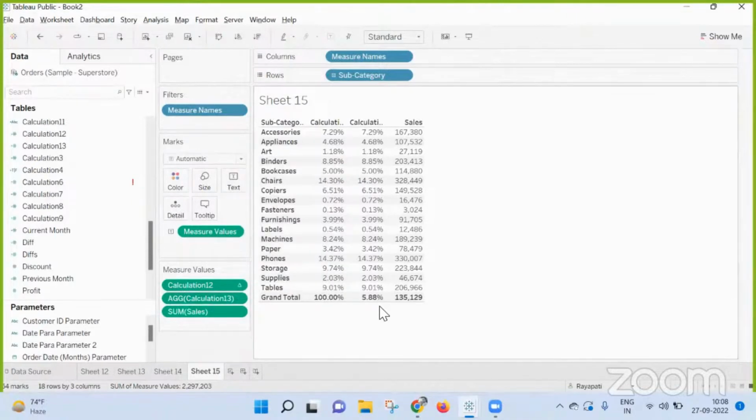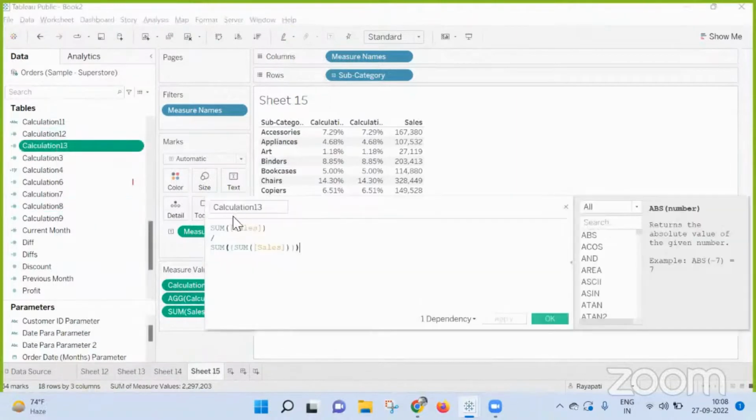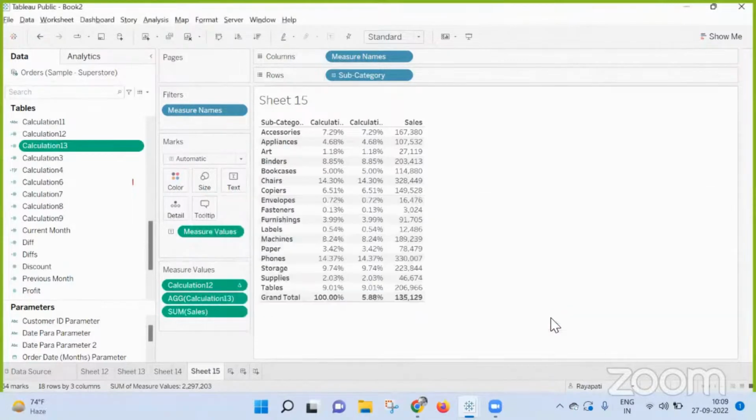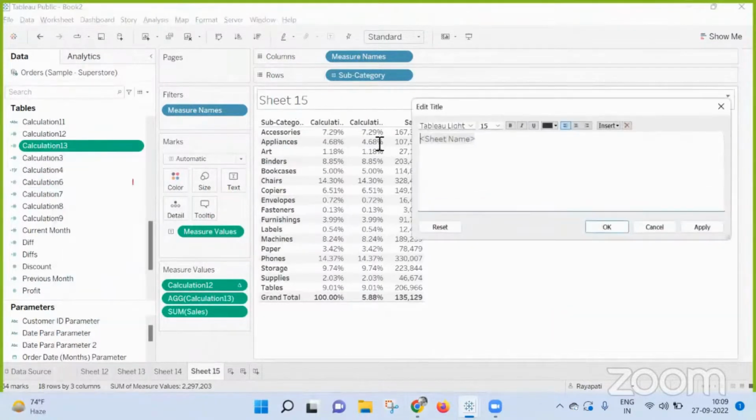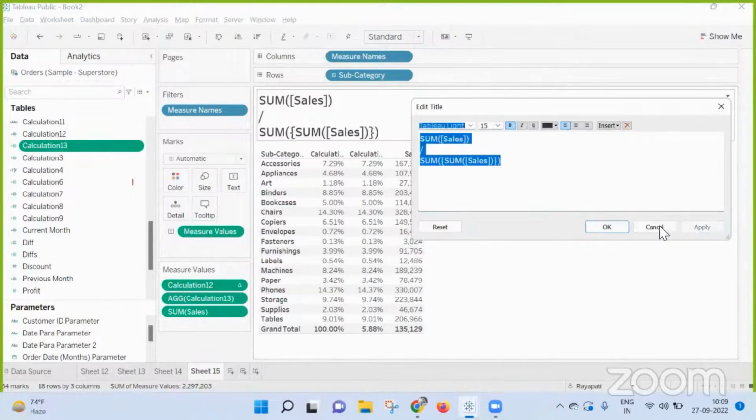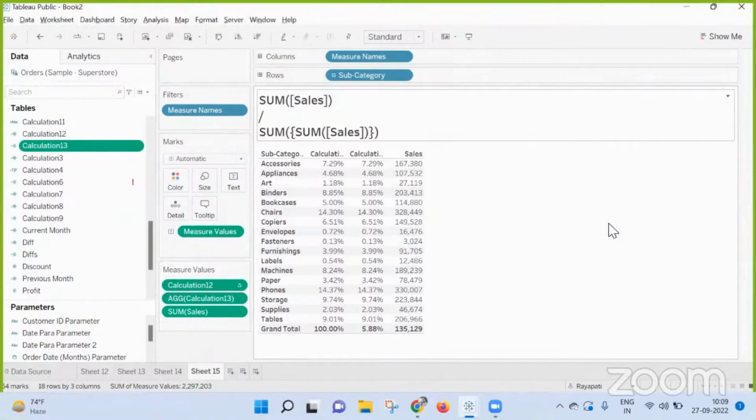So what have you written in that calculation 13? I just took a table-scoped LOD as the denominator. Sales by that. Okay, open this. Let me put it in here. This is what I have put. Okay, yeah, sure. Thank you, Raj.